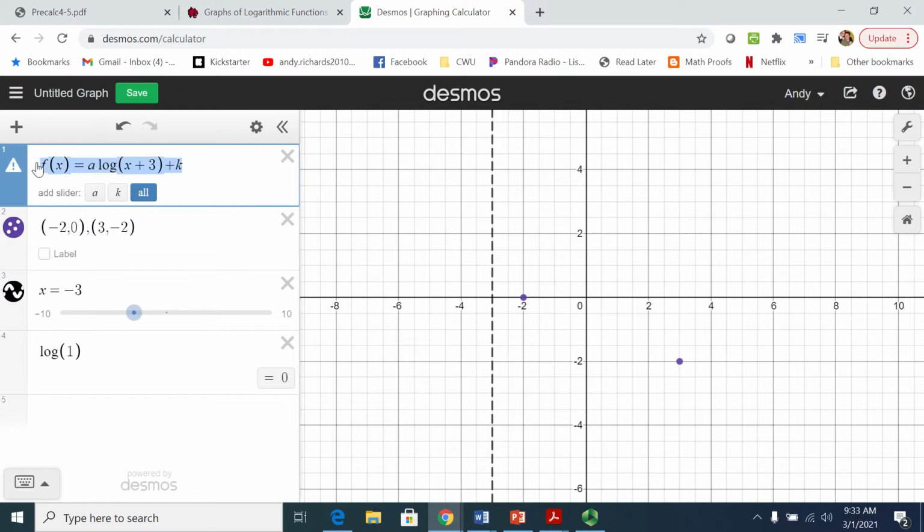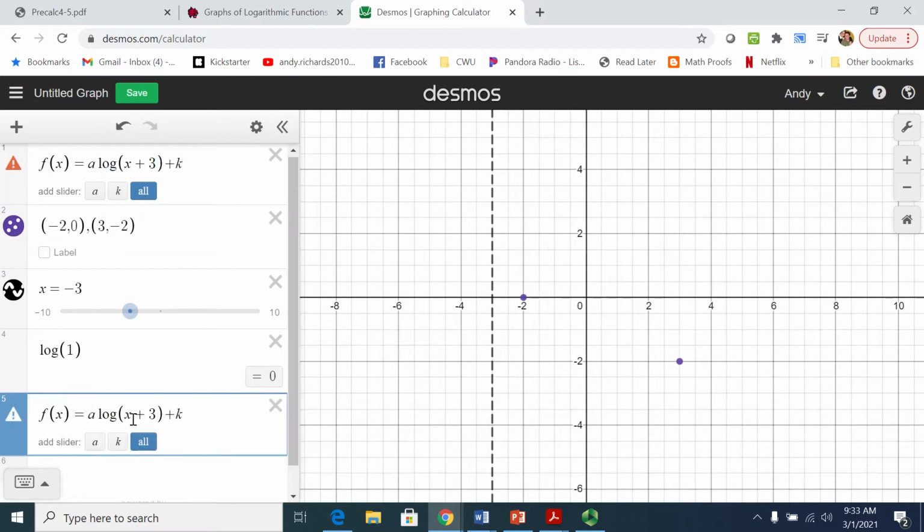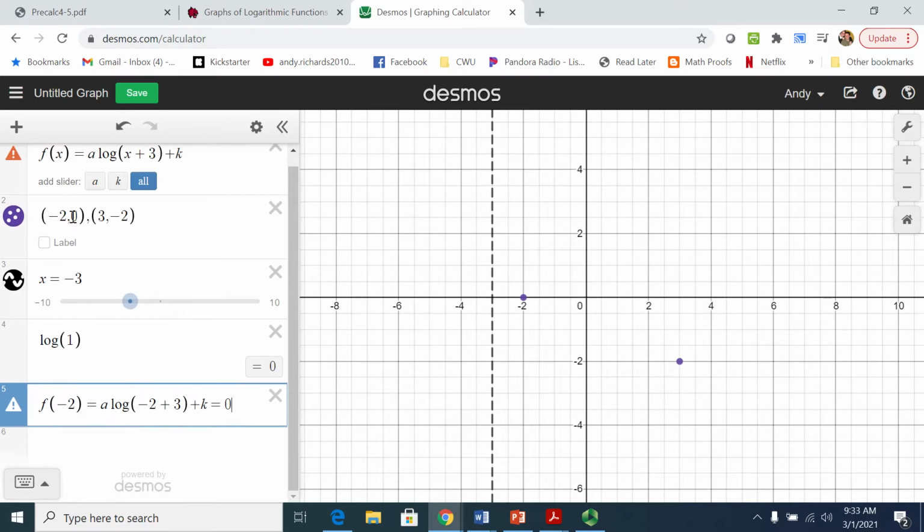So what I'm going to do is plug that in here, and I'm going to take f of -2. That f of -2 is going to have to take me to 0 in order for this point to exist on it. If we do this, -2 plus 3 is going to give me 1, and log of 1 is going to give me 0. So this whole thing is going to be replaced with 0 like that.